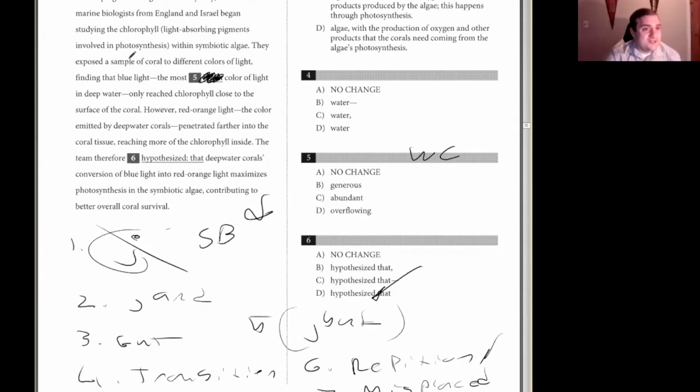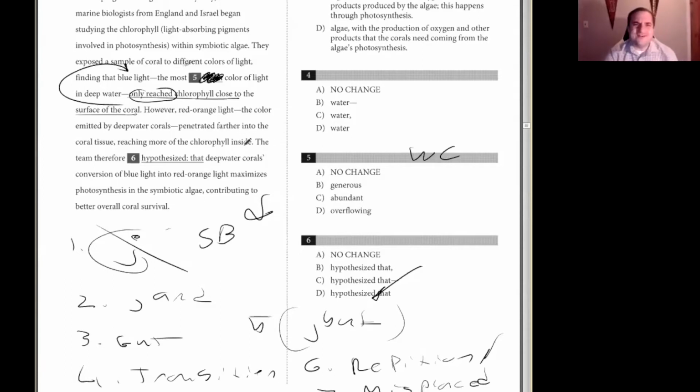They exposed a sample of coral to different color lights, finding that blue light, the most blank color of light in deep water, only reached the chlorophyll closest to the surface. So do you see how it says only reached? That is emphasizing off of this, that it would have been the most penetrative, or it's the most something. It literally says most there.